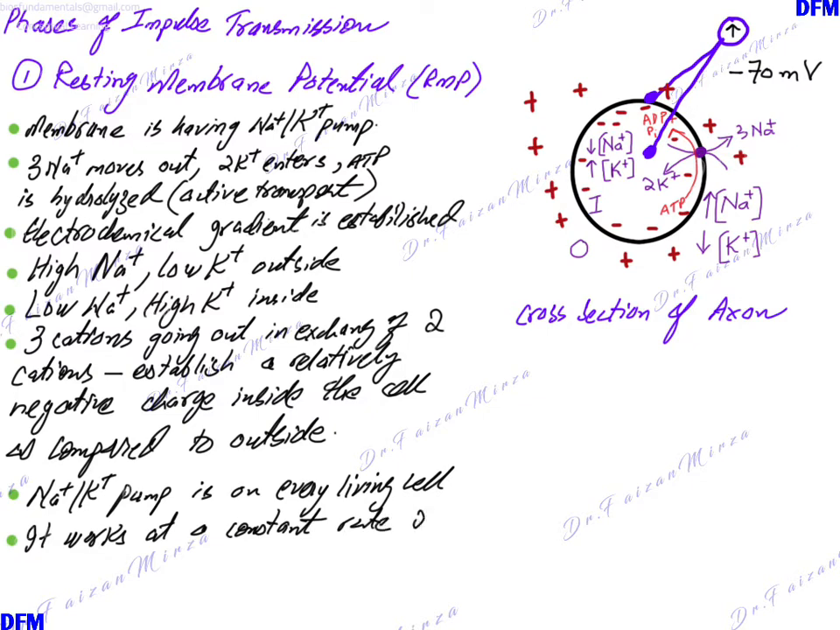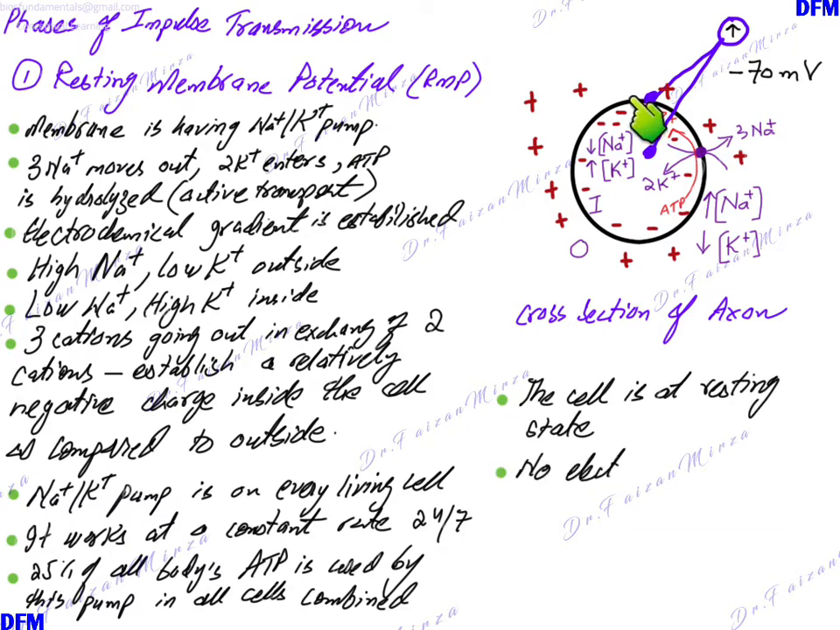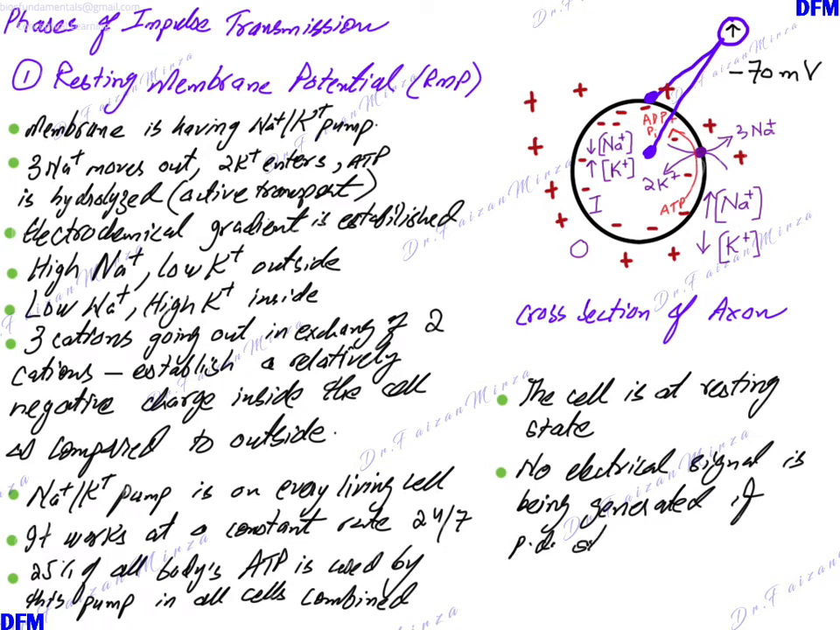The sodium potassium pump is working on every cell membrane. In our cells, it's working 24/7 at a constant rate. Almost 25% of your body's ATP is utilized by the sodium potassium pumps all across your body in every cell. Right now, when the sodium potassium pump is working and no other protein is working, and the ionic charges are balanced in this way, we can say that the membrane potential is at RMP, and this value is minus 70 millivolts. I have shaded RMP here as minus 70 millivolts.